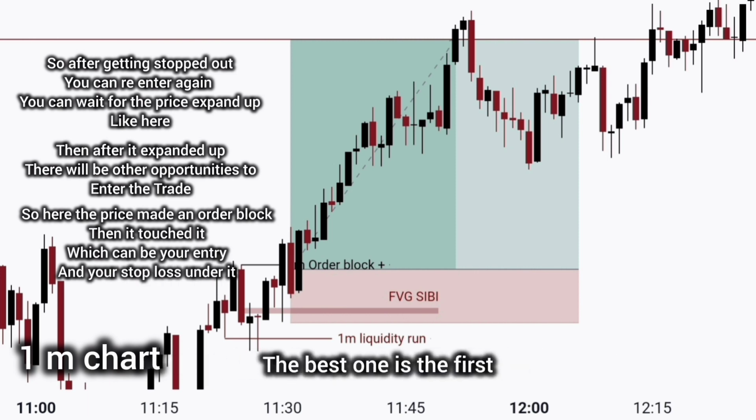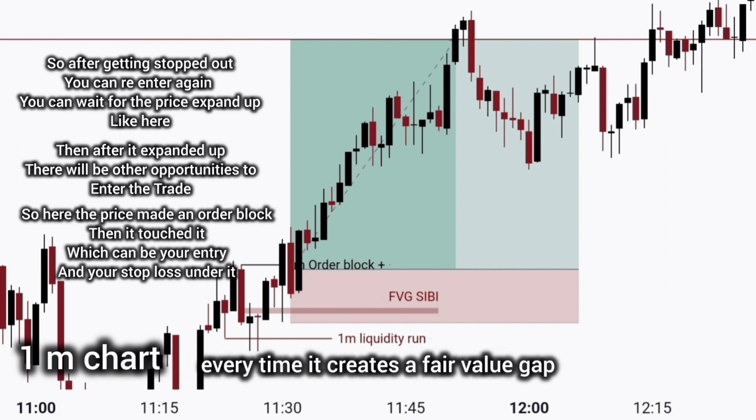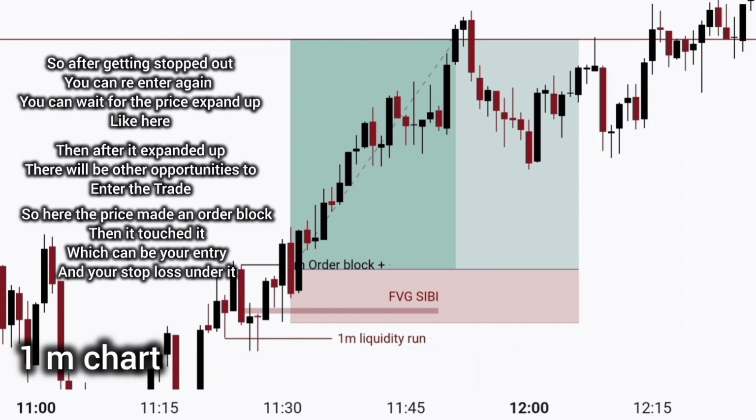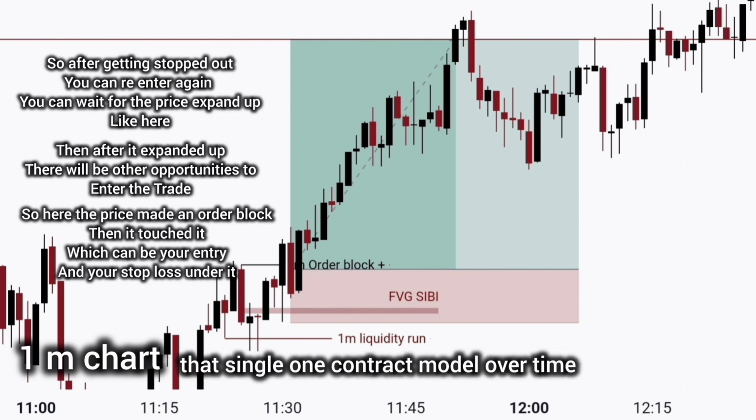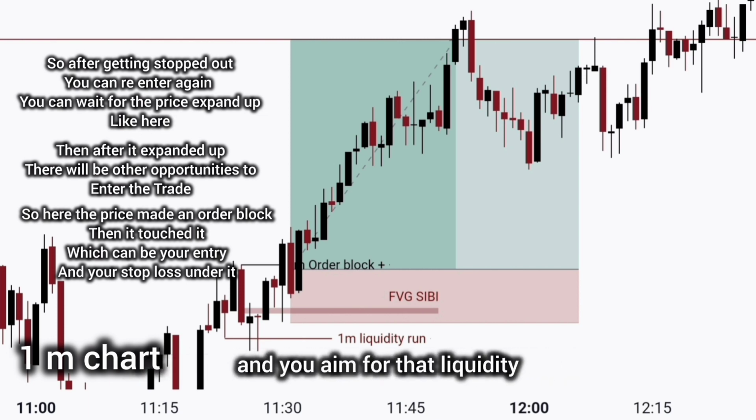The best one is the first. But you can take continuous buys on a 30-second every time it creates a fair value gap or trades to a down close candle. You treat it like a bullish order block. And you can turn that single one contract model over time. If you submit to 3 months of doing it, you build discipline and you aim for that liquidity.